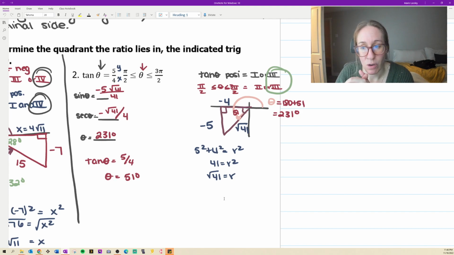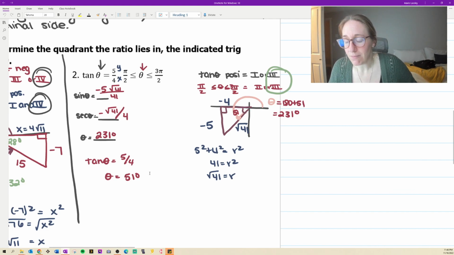My reference angle, I used tangent because it had the whole numbers. I got a reference angle of 51 degrees. This angle is in quadrant 3, so I'm going 180 plus whatever my reference angle is. So I did 180 plus 51 and got 231 for my rotation angle for my terminal side.